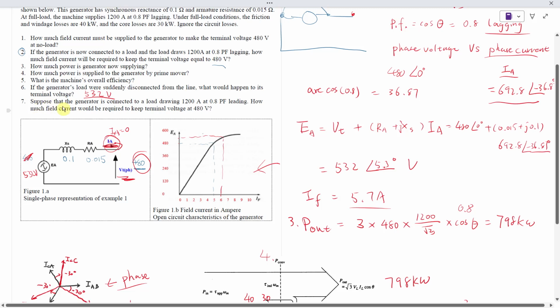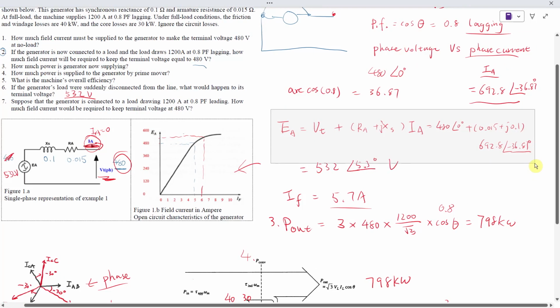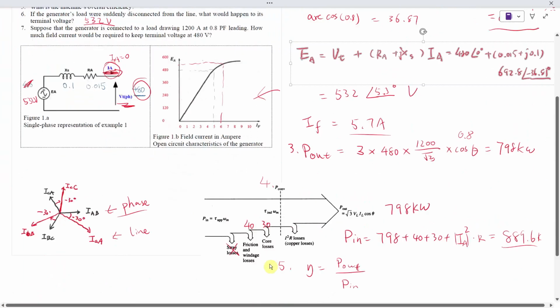And the last one, suppose that the generator is connected to a load drawing this amount of power, but this time it is leading. So how much field current would be required? Okay. So for this time, I make a copy from here. This still makes sense. Okay. So this equation still makes sense. Copy paste for number 7.